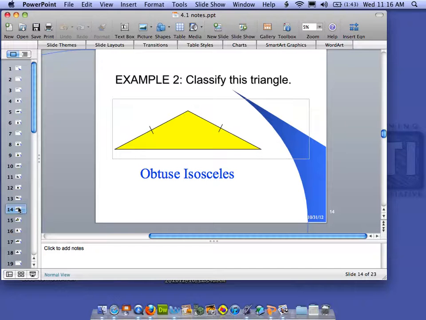Example number 2. This looks to be an obtuse, the obtuse angle being right there. Isosceles, two sides that are the same length. An obtuse isosceles triangle.